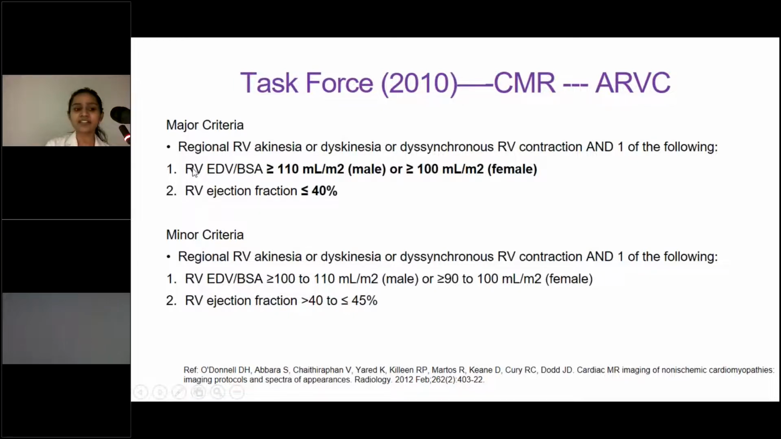Along with these qualitative parameters, a few quantitative parameters and cutoffs have also been given for the diagnosis of this condition. These cutoffs are the right ventricular end diastolic volume per body surface area of more than 110 for males and more than or equal to 100 for females, and an ejection fraction of less than or equal to 40%. For the minor criteria, while the qualitative parameters are the same as the major criteria, there are subtle differences in the cutoff values. For end diastolic volume, the cutoff is 100 to 110 for males, 90 to 100 in case of females, and the right ventricular ejection fraction is between 40 to 45%.